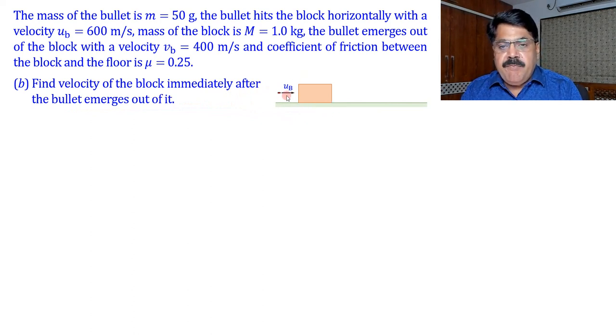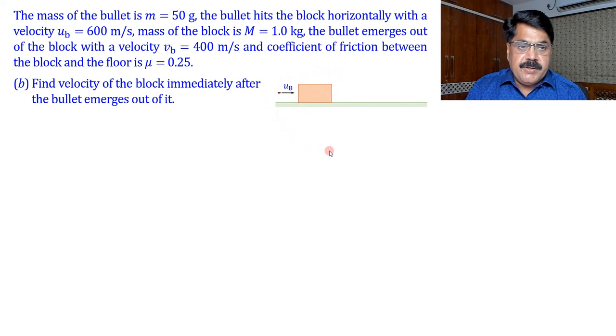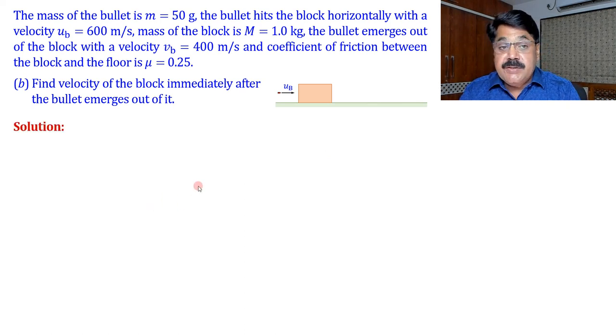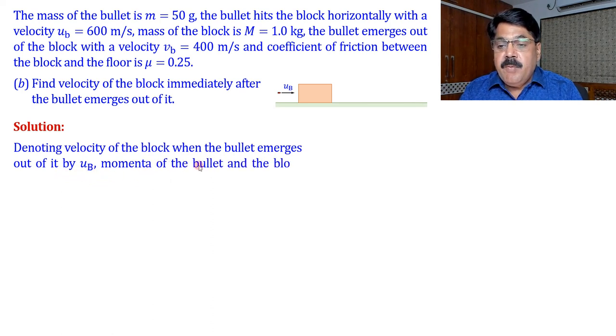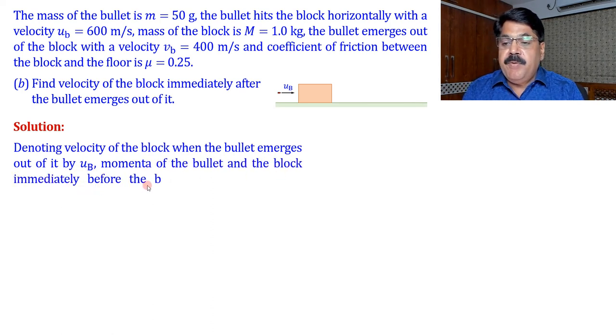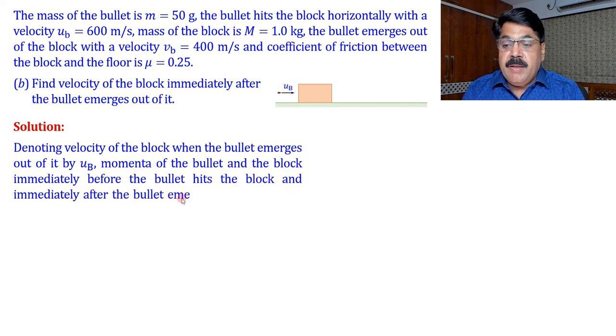Just at the moment when the bullet is emerging out of the block, we have to find how much velocity the block has acquired. For this process, we can assume the momentum of the bullet and block to be conserved for all practical purposes. So we use the conservation of momentum idea, denoting the velocity of the block when the bullet emerges out of it by u_B, capital B. The momenta of the bullet and the block immediately before the bullet hits the block and immediately after the bullet emerges out of the block are shown here in the diagram.